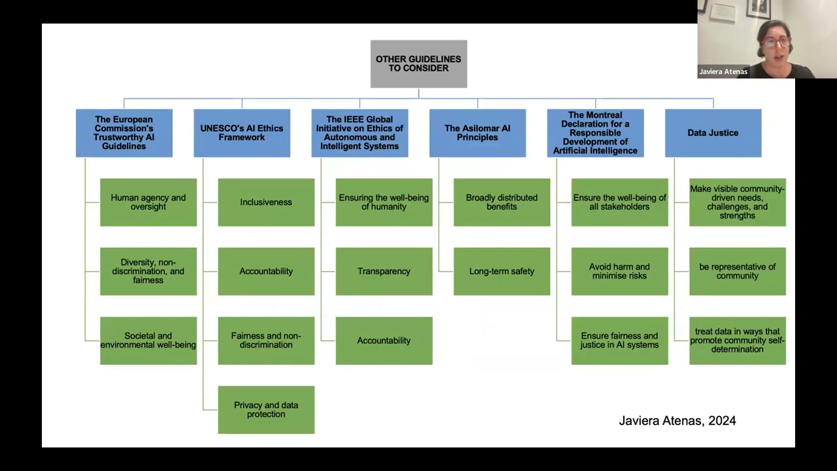There are the European Commission's trustworthy AI guidelines that talk about human agency, diversity, fairness, societal and environmental well-being; the UNESCO AI ethics framework that mentions inclusiveness, accountability, fairness, and privacy protection; the IEEE Global Initiative on Ethics of Autonomous and Intelligent Systems that ensures the well-being of humanity, transparency, and accountability; the Asilomar Principles of AI, so broadly distributing benefits and long-term safety; the Montreal Declaration for Responsible Development of Artificial Intelligence, so ensuring the well-being of all stakeholders, avoiding and minimizing risk and harms, ensuring fairness and justice in AI systems; and data justice, which is basically the work that the Data Justice Lab in Cardiff are doing: making visible community-driven needs, challenges, and strengths, being representative of the community, and treating data in ways that promote community and self-determination.